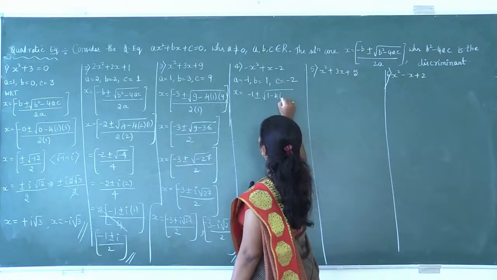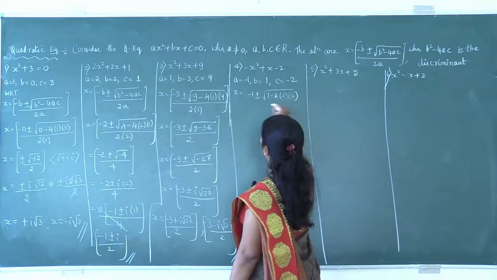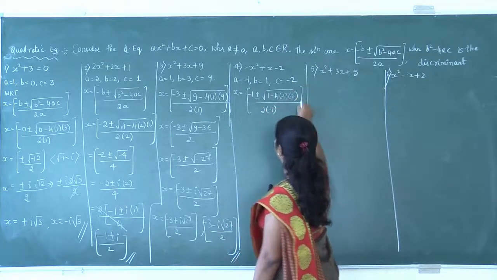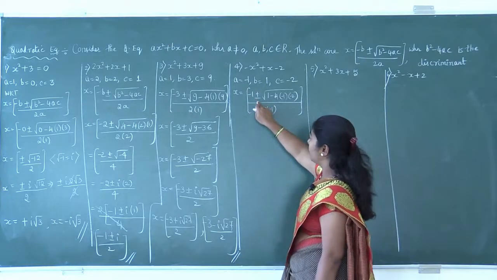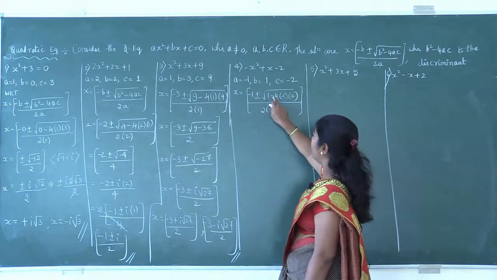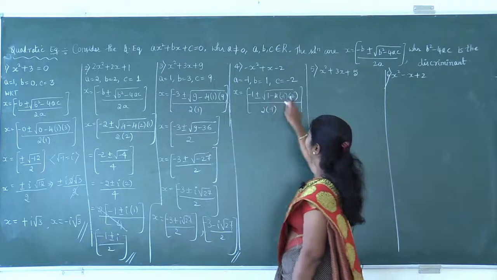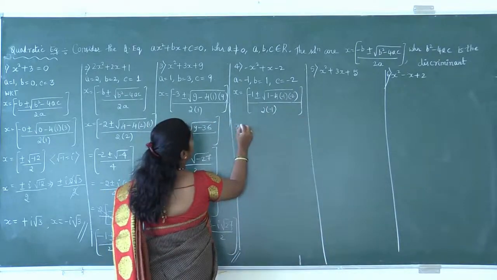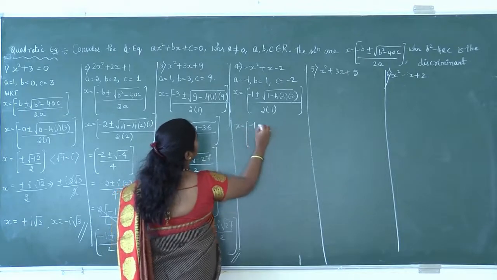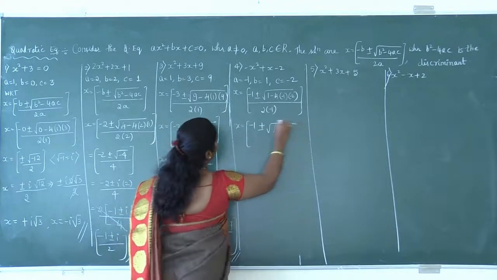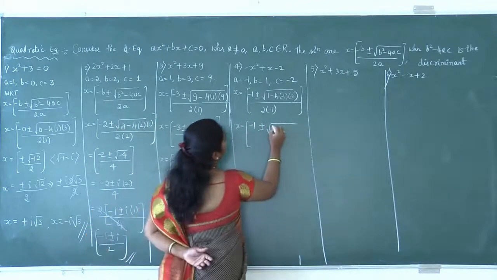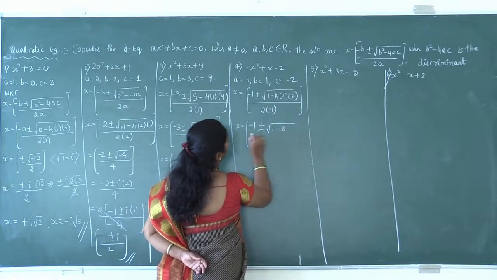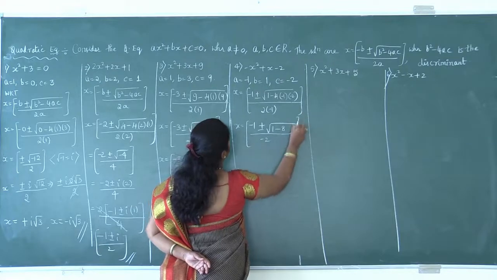Applying the formula, x is equal to minus b plus or minus square root of b square minus 4ac, divided by 2a. Here a is minus 1, c is minus 2. This can be written as x is equal to minus 1 plus or minus root of 1 minus 8, divided by minus 2.